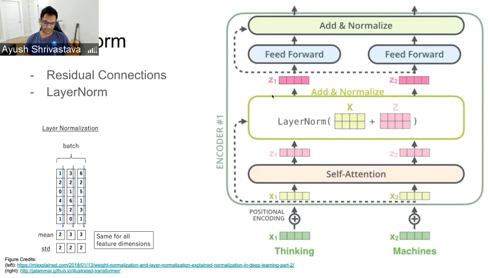Now let's look at another block. After self-attention, there is this add and norm block, which essentially adds residual connections from before self-attention to after self-attention. So they add that, which is x plus z, and after that they do layer norm, which is simply normalizing over the dimension in each instance.